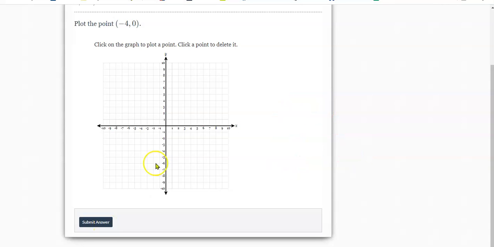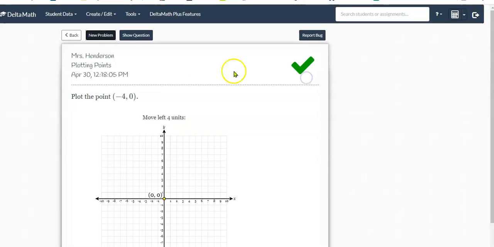So the first thing we need to do is start from the origin and move along the x-axis to the number -4. So here we go. And then along the y-axis, you stay at 0. Click your point, and you're finished.